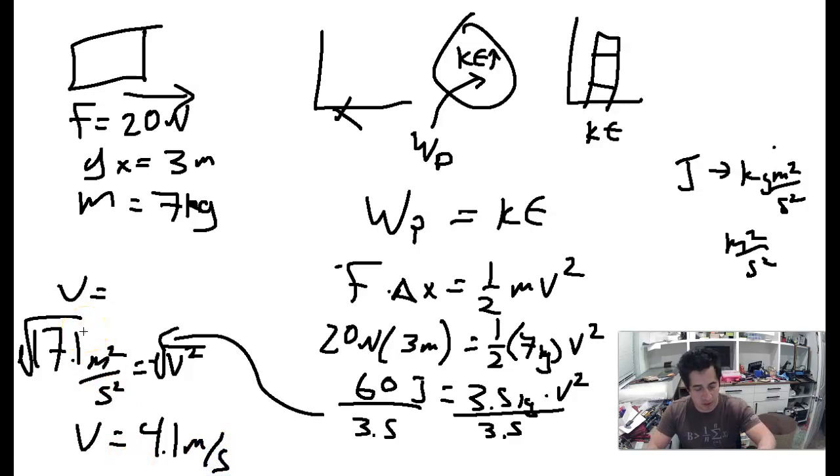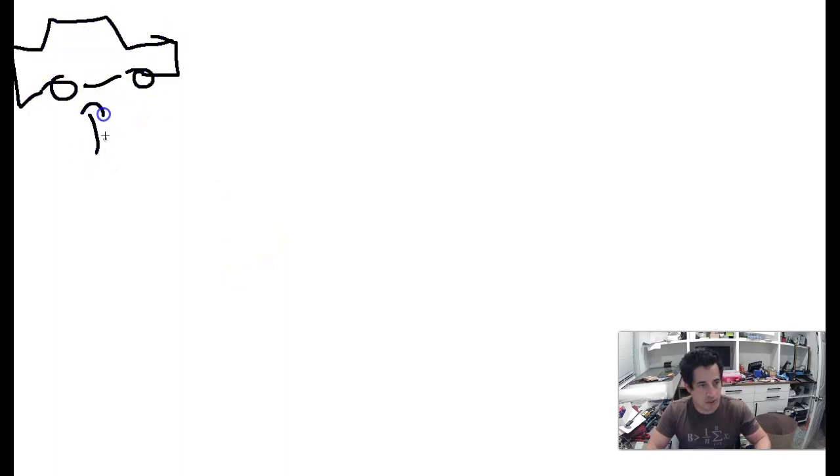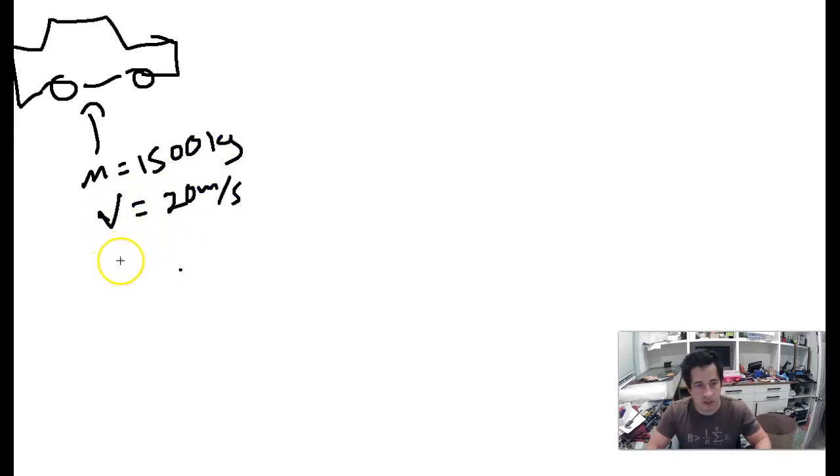Okay, we'll do one more example here, and I think that should be sufficient. Okay, so this time, let's say that we have a car. It's got some wheels. This car has a mass of 1,500 kilograms, and it's traveling with a speed of 20 meters per second. And let's say that it's going to stop in a distance of 5 meters. And so we want to know how much force is required to do that.